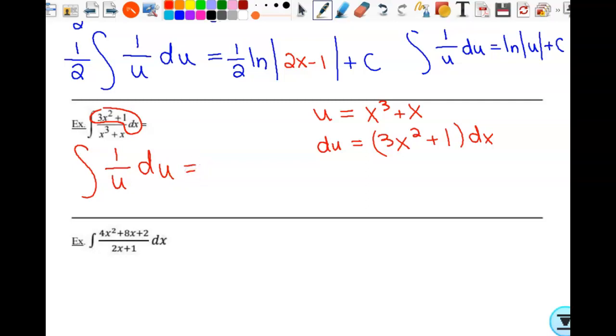All right, so what is the antiderivative of 1 over u with respect to u? Natural log of the absolute value of u plus c. But what was u? x cubed plus x.